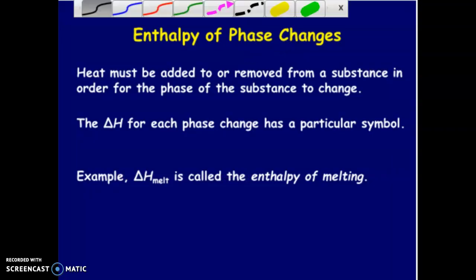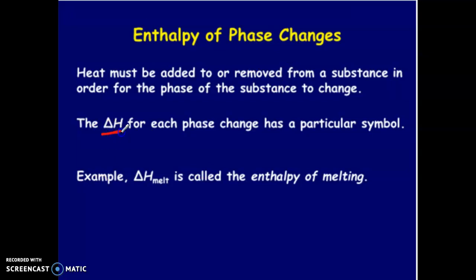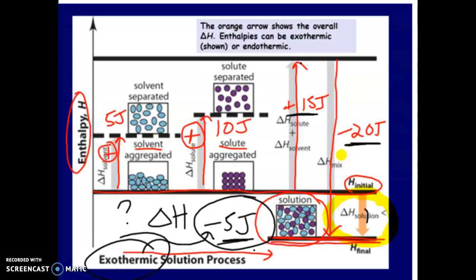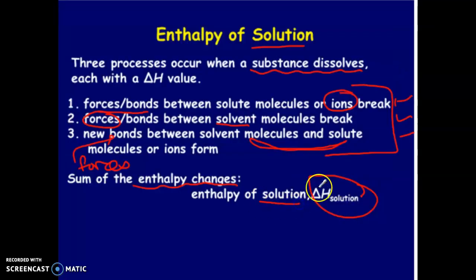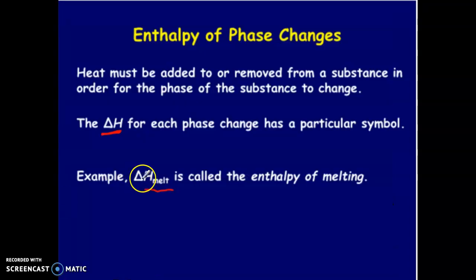Okay, phase change. So looking at change in state. Every enthalpy value, or I should say process that you're looking at, has a little name for it. If you noticed here, it's enthalpy of solution. So you can have enthalpy of melting, enthalpy of evaporation, enthalpy of freezing. You can have a delta H of any process.